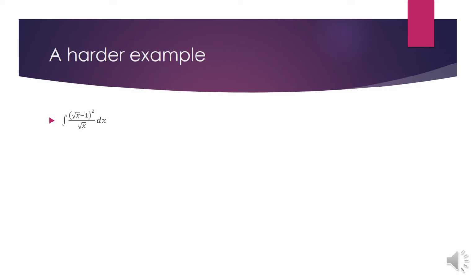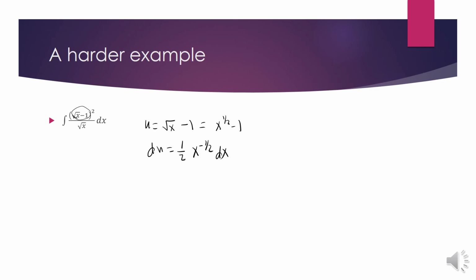All right, so here we have a harder example. For this one, maybe it's not clear what I should let u be, but parentheses almost always give it away. So I'm going to let my u be square root of x minus 1, which is really x to the 1/2 minus 1. When I do that, my du is 1/2 x to the minus 1/2 dx.